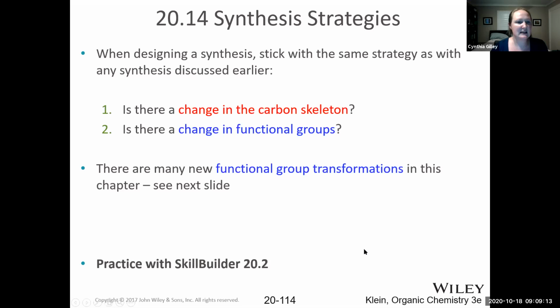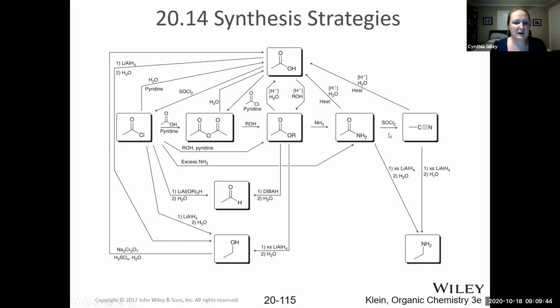Let's talk about synthetic strategies. We're always going to stick with the same strategy when we're discussing synthesis. Ask yourself, in the synthetic change, is there a change in the carbon skeleton? Meaning, did we add or lose carbons? That's important to know. Or are we just doing a functional group transformation, right? There are a lot of functional group transformations in this chapter because we just studied five different functional groups in one single chapter. This slide shows a summary of different functional group transformations. It's kind of busy and my brain doesn't work by absorbing this giant of a slide, but you could use it to remember all the different ways that different functional groups can be converted to each other.